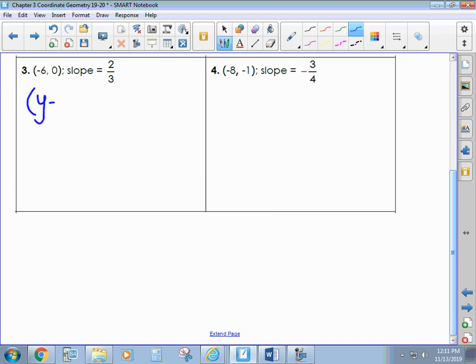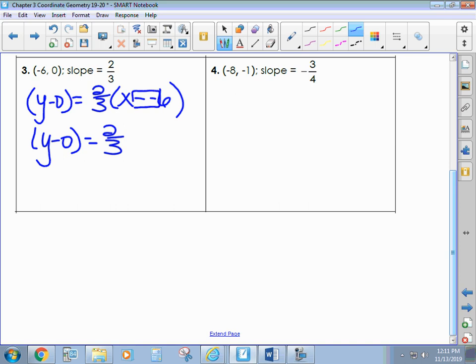So, y minus 0 equals 2/3 x minus negative 6. That might be what some of you have written down. I just want to clean this up a little bit. That's kind of silly, right? Is it wrong? No, right? So you could write y minus 0 if you want. The big thing I want you to see is what happens when I have a minus and a negative.